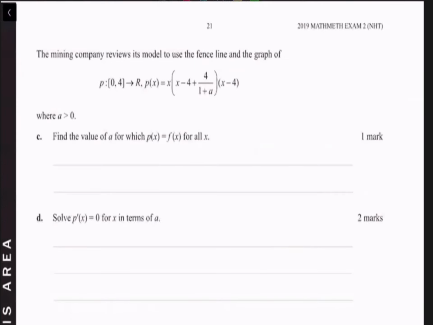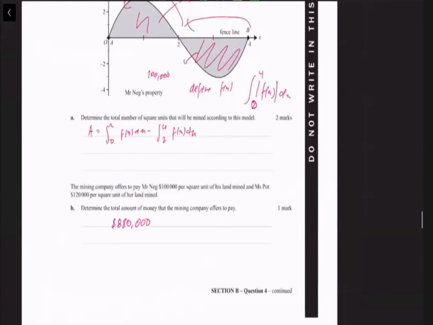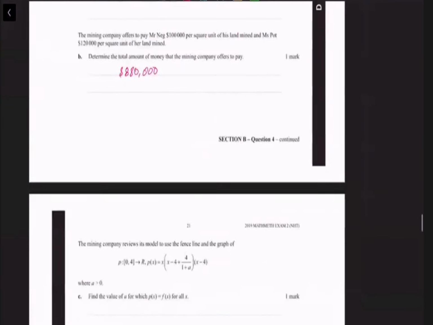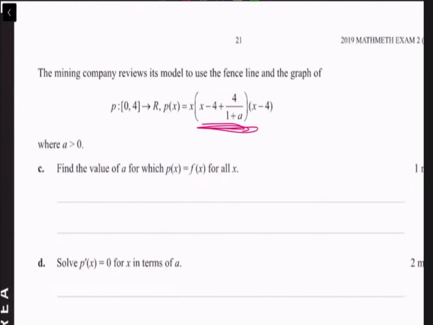So find the value of a for which px equals fx. You can see the only difference with px and fx really is this middle thing. So this one's x minus 2, but this one's, sorry, this one's x minus 4 on this one. So if they're going to be the same, then that part has to be the same as well. So you can just equate the parts that are different. 4 on 1 plus a is 2. So then 1 plus a is 2, and then a is just 1.